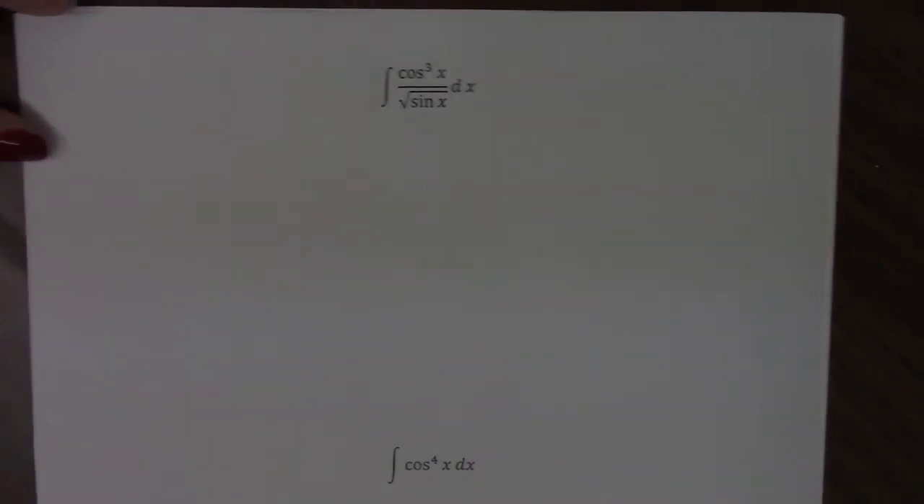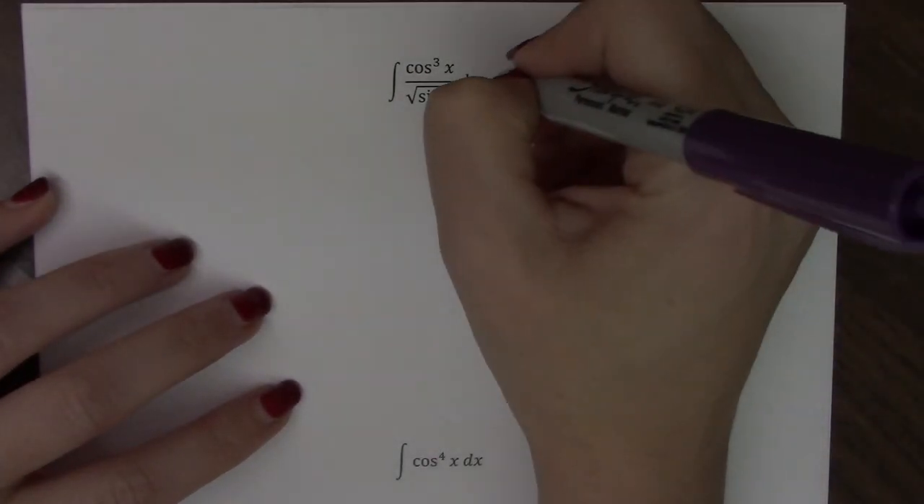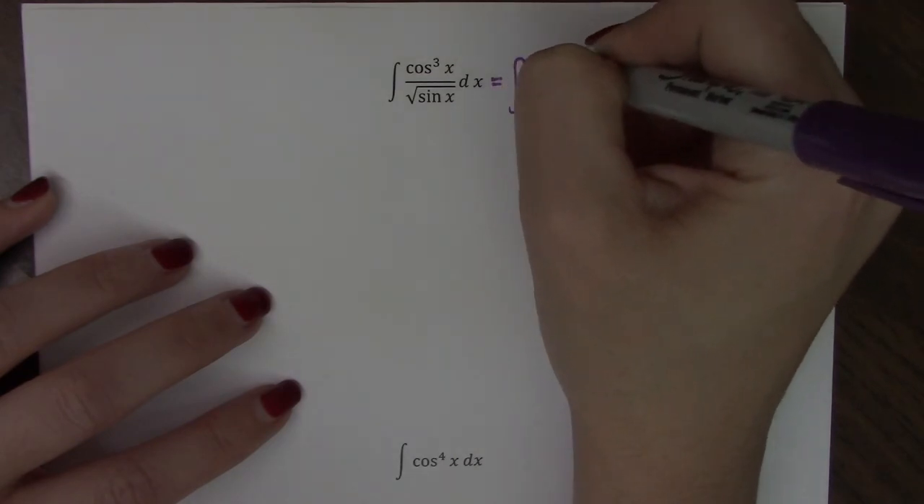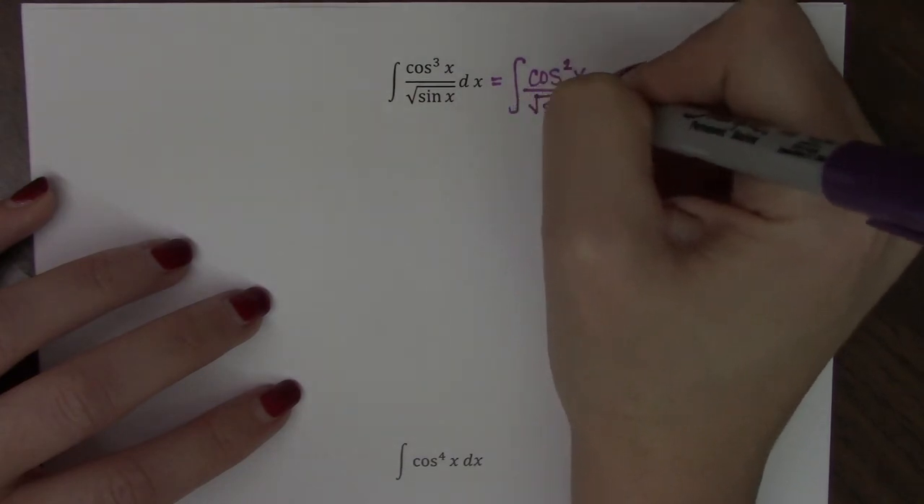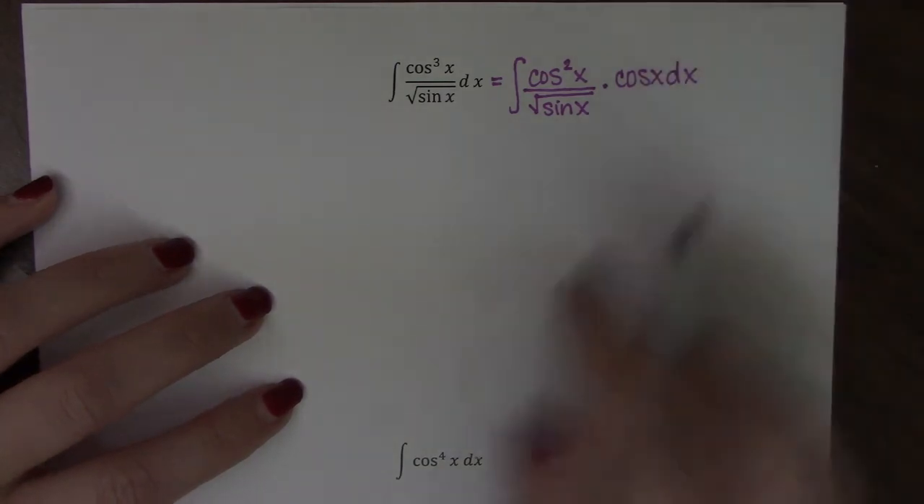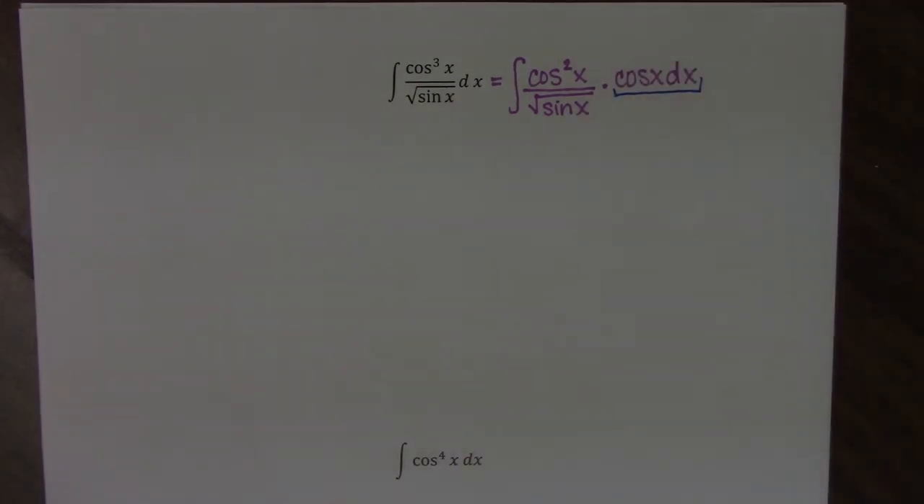All right, so what we have here is a situation where cosine is raised to an odd power, and even though sine is in the denominator, it's still just raised to the 1/2 power because that's all the square root is. So I can rewrite this integral as cosine squared x over the square root of sine x, right? And I want to pull one of those cosine x's out to the side, and so this is going to become my du. So that means I need to turn the remaining cosines into sines.